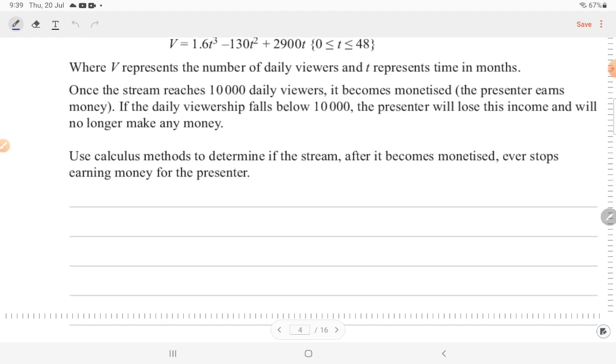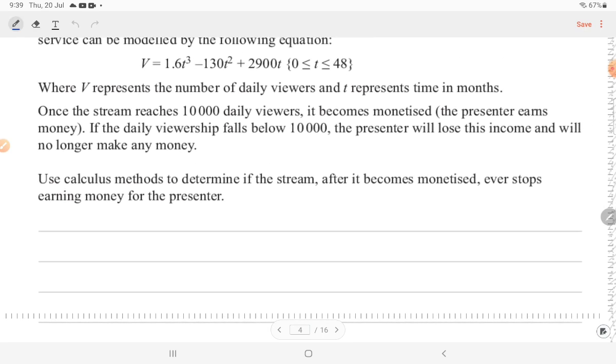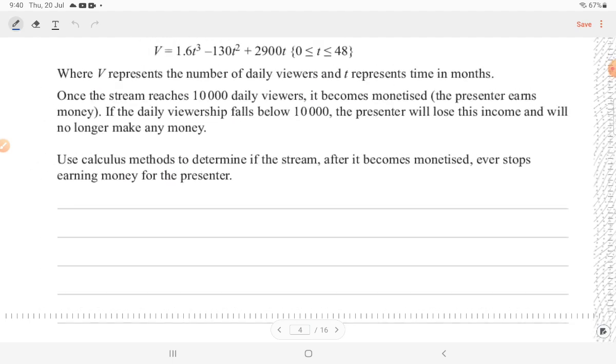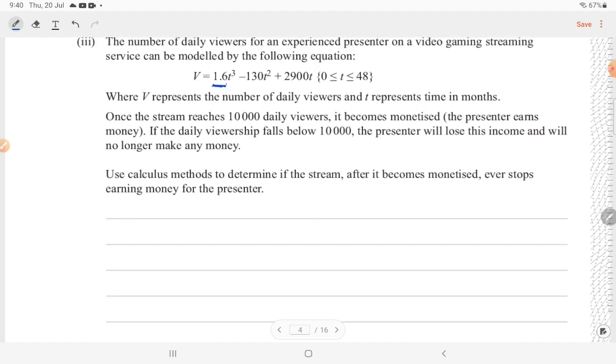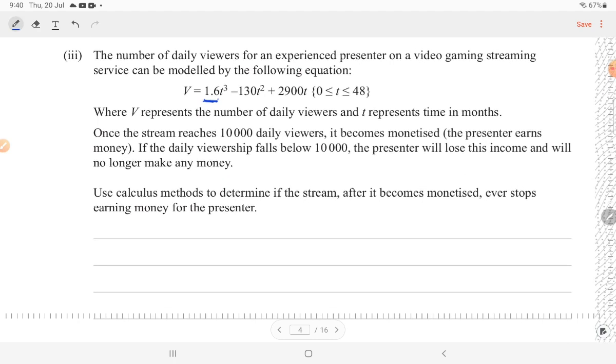Use a calculus method to determine if the stream, after it becomes monetized, ever stops earning money for the presenter. So, firstly, this is a cubic graph. Something to keep in mind with a cubic graph is that if the number in front of the t cubed, so this is 1.6, is positive, it will look something like this, and if it's negative, it'll look something like this. You can just plug this into your graphics calculator, if you have one during your exam, if you are unsure.